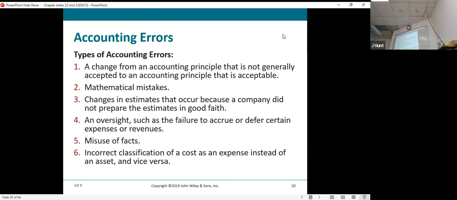Right? Incorrect classification. So if I classify something as expense when it should be an asset, or vice versa, if I put it in the wrong accounts, then I could have those types of errors.